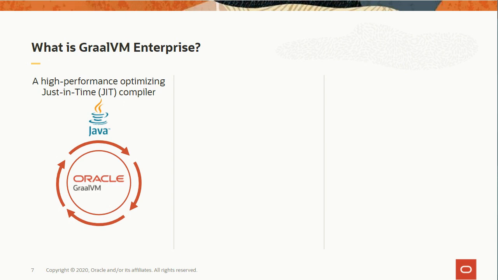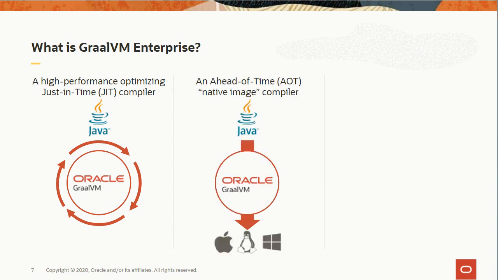GraalVM Enterprise also includes an ahead-of-time compiler, whereby the program is compiled all the way to the machine code. This enables the programs to start up faster and need much less memory to run. This aspect is of particular advantage for microservices, and we will get to it in a lot more detail in the later part of this presentation.